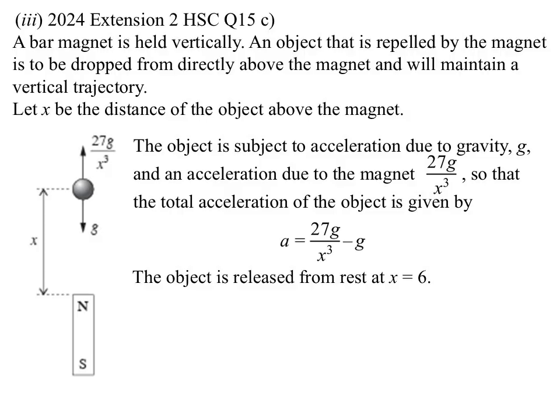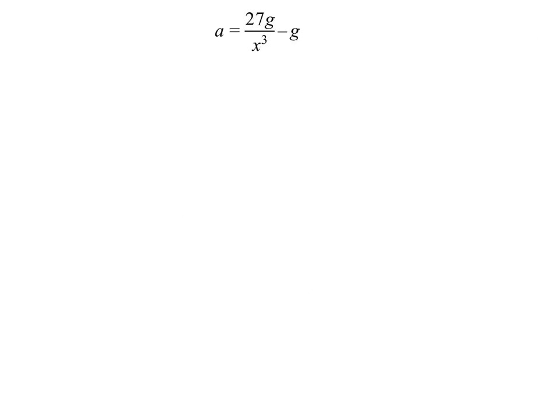So subject to the acceleration due to gravity of g and the magnet of 27g over x cubed, and they've done the work for us. They've set up the acceleration, so we didn't have to create it by looking at the forces and going, oh well, the resultant force would be this. They've given us the acceleration for this one, and what I can see from this is they have assumed that up is positive. So up is the positive direction. We've got to find this expression for v squared then. Right, they gave me this formula. Acceleration is 27g on x cubed minus g.